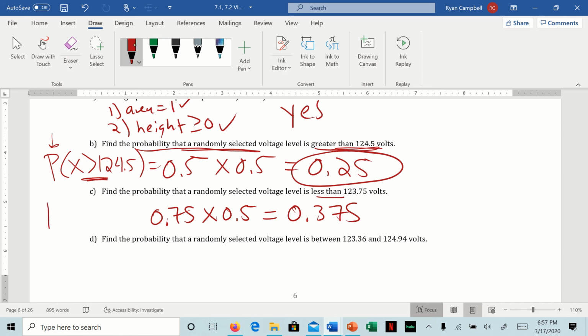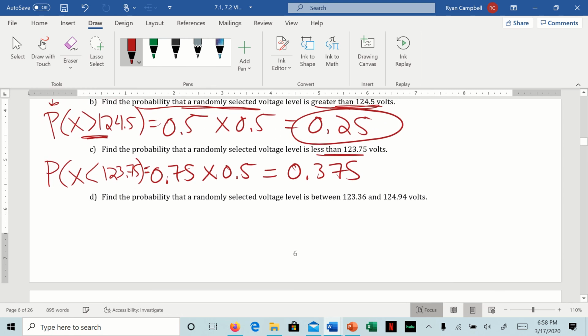All right, we can do the same thing. So the probability less than 123.75. So we have less than 123.75. Again, this is just notation. You don't necessarily need to know how to write it, but you should be able to identify it. So if I wrote this for you, you should be able to read this.